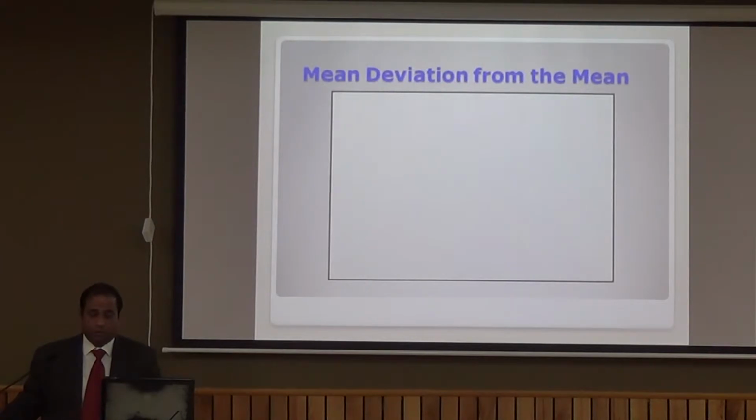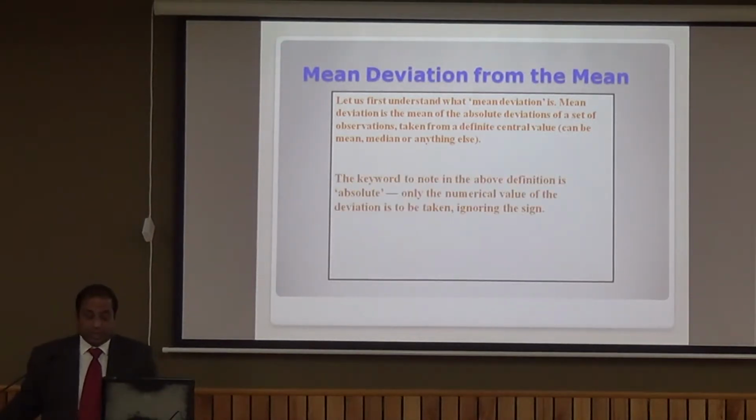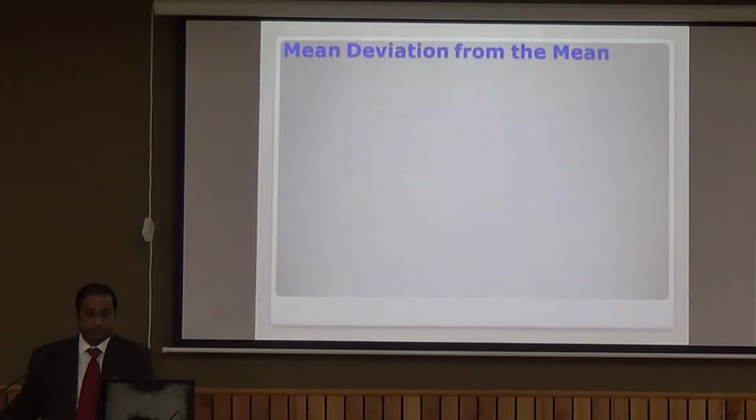Now we come to the topic mean deviation from the mean. Let us first understand what mean deviation is. Mean deviation is the mean of the absolute deviations of a set of observations taken from a definite central value, which can be the mean, the median or anything else. The keyword to note in this definition is absolute. Only the numerical value of the deviation is to be taken, ignoring the sign.